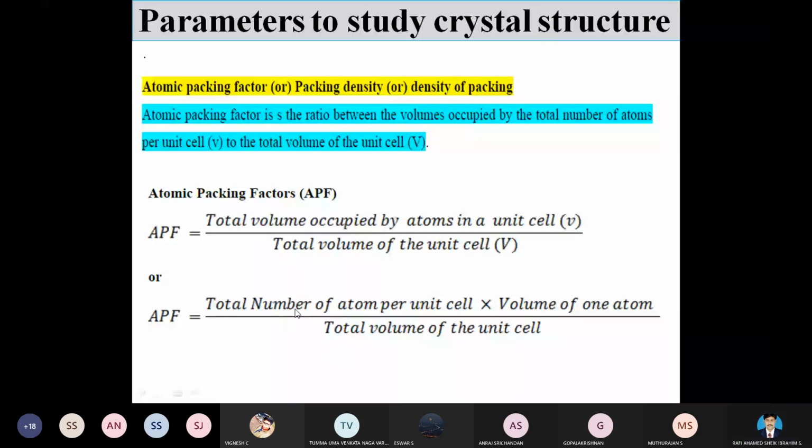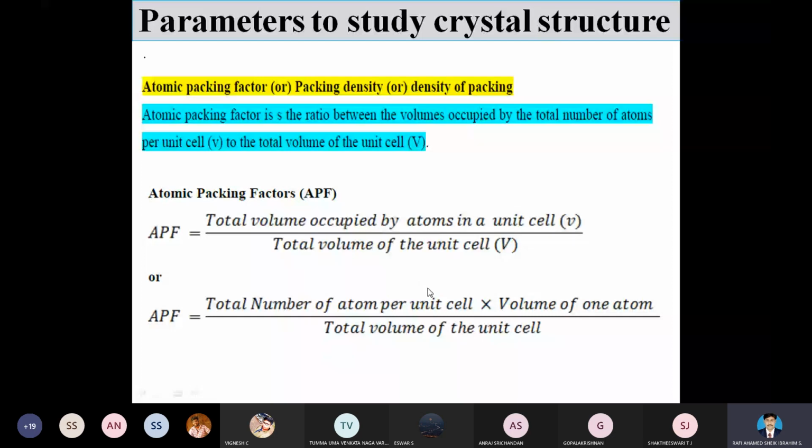So it is defined as the total number of atoms per unit cell times the volume of one atom, divided by the total volume of the unit cell. So here we are considering a definition as well as a formula. With the help of this formula only, we are measuring the atomic packing factor. So how much of the crystal structure is occupied by atoms and how much is not occupied, the vacant sites, how much is there. That is concluded only after considering this atomic packing factor.